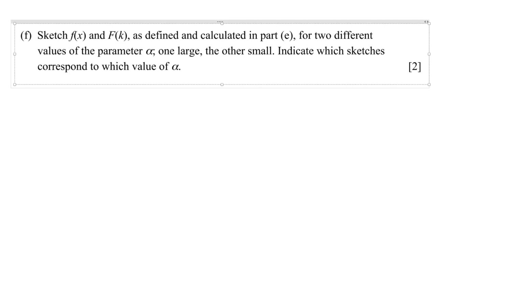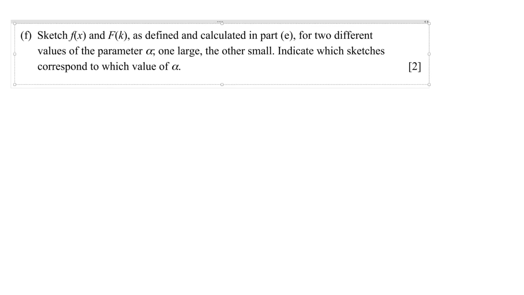This part of the question asks us to sketch the original function f(x) and the Fourier transform f(k) as defined in the previous question for two different values of the parameter alpha, one large and the other small. And we need to indicate carefully which sketches correspond to which value of alpha.